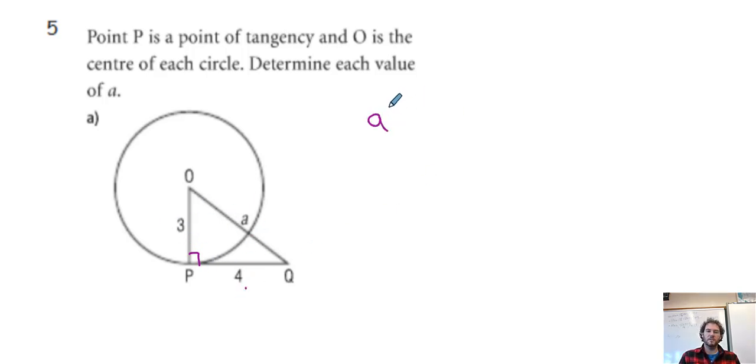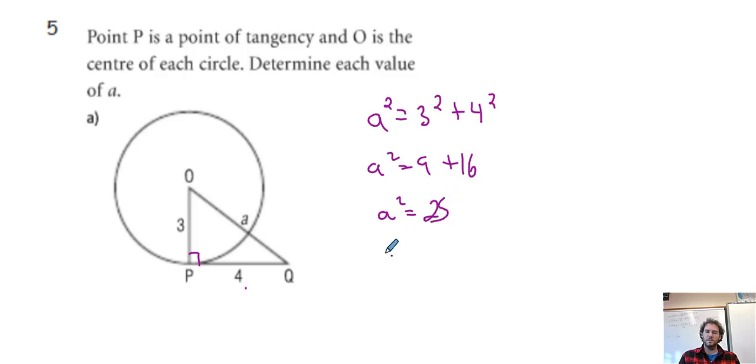So I can find the value of a by saying a squared is going to be equal to 3 squared plus 4 squared. Or a squared is going to be equal to 9 plus 16, or a squared is going to be equal to 25, which means that a is going to be equal to the square root of 25, which is 5. So a is 5 units.